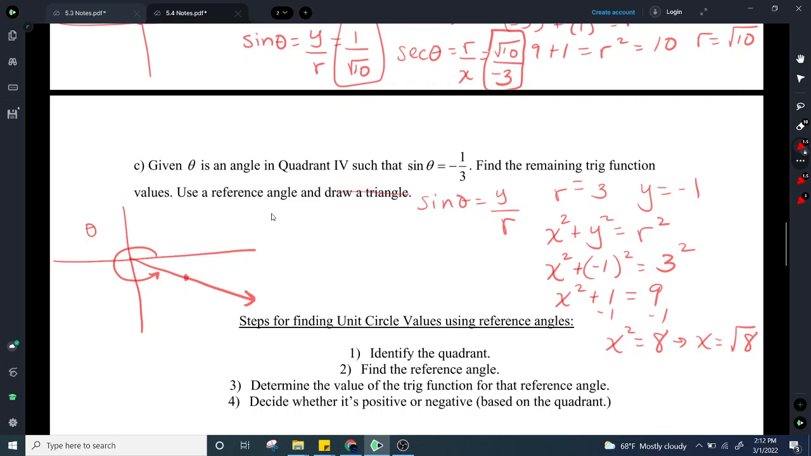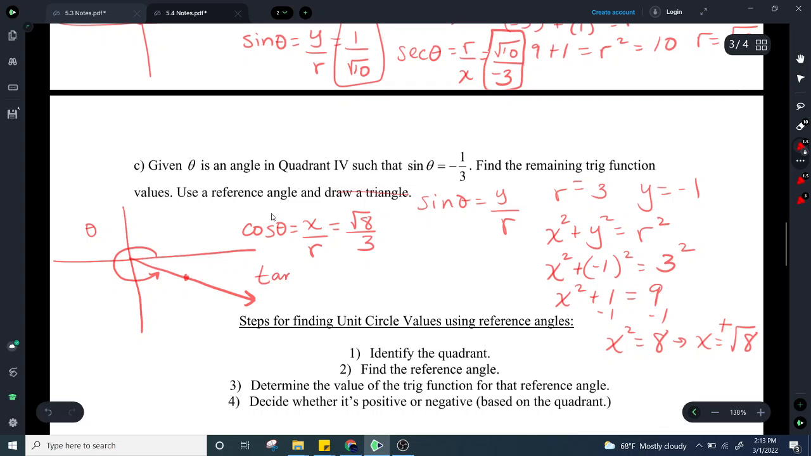All right, let's go through all of our 6 trig ratios then. So cosine theta is equal to x over r. By the way, is cosine positive or negative if I'm in the 4th quadrant? Or the x value for that matter, is that positive or negative if I'm in the 4th quadrant? That is positive, because x is positive in the 4th quadrant. So my cosine value is going to be the square root of 8 over the r value, which we said earlier was 3. I've got the sine value, they gave that to me. Cosine is the square root of 8 over 3.